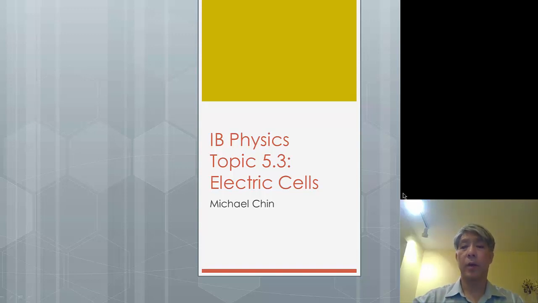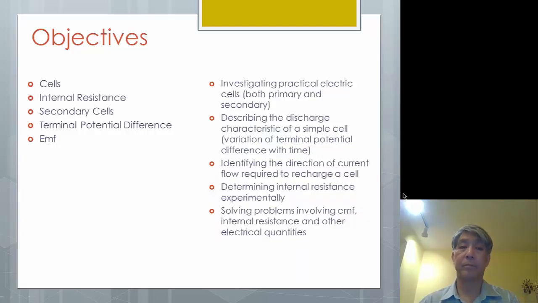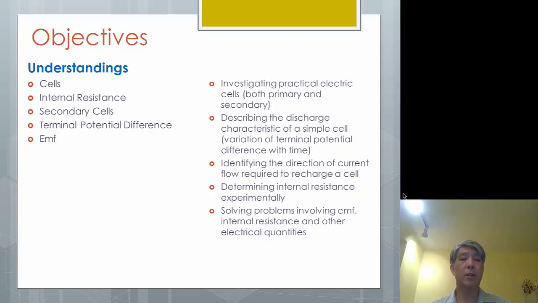Hi, today's lesson is going to be on topic 5.3, which is about batteries, or something called electric cells. Under understandings, we're going to need to be able to determine the difference between a cell and a secondary cell. Real-world cells, or real-world batteries, utilize a chemical process and also have something called an internal resistance. This is the resistor associated with the battery.